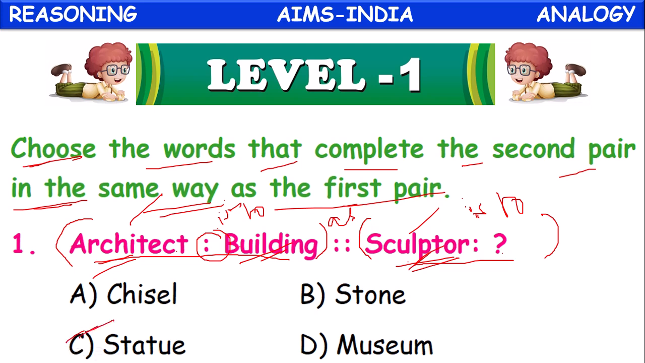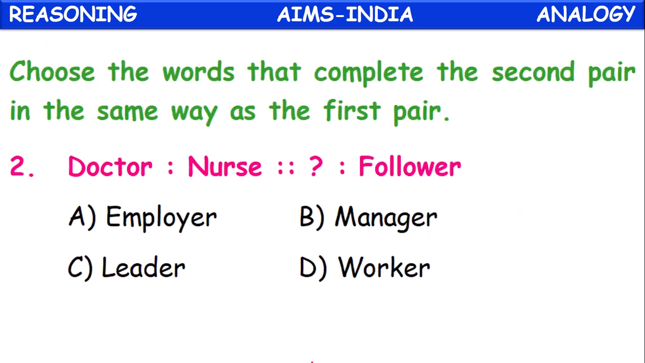An architect is the person who makes a plan for the building. A sculptor is the person who prepares statues, statues of idols or the Statue of Liberty, like that. If you go to Tank Bund in Hyderabad, you will find so many statues. All the statues are made by sculptors. So the answer is option C.